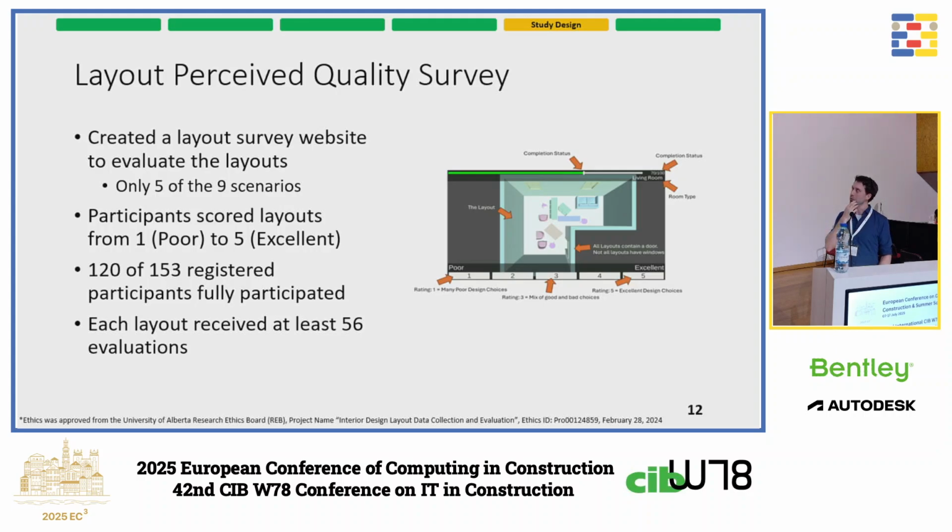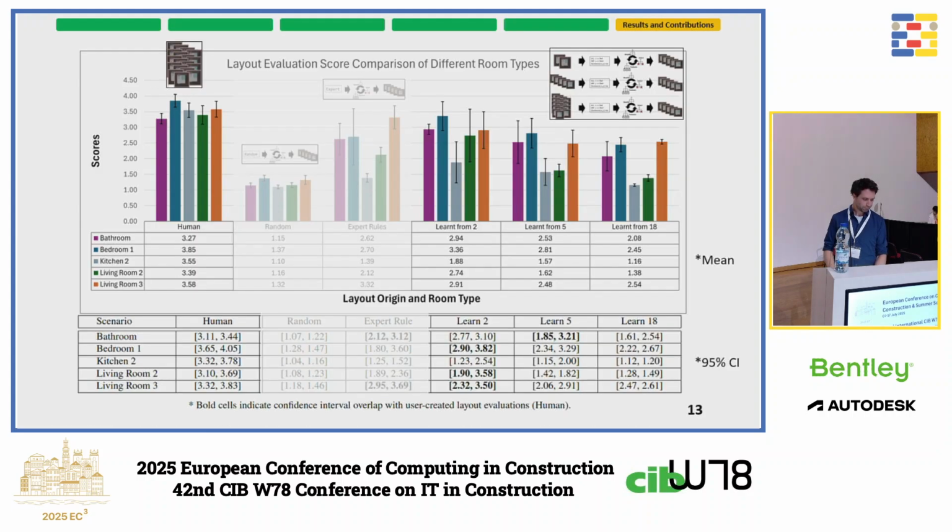Then we had a website where a new set of participants could look at all the user-created layouts and all the learned layouts, and evaluate them on a scale from 1 to 5, 1 being an absolute mess with nothing usable in there, and 5 being a lot of excellent design choices and nothing wrong with the layout. About 120 people went on that website and evaluated the layouts, so about every layout got about 56 evaluations, for statistical significance.